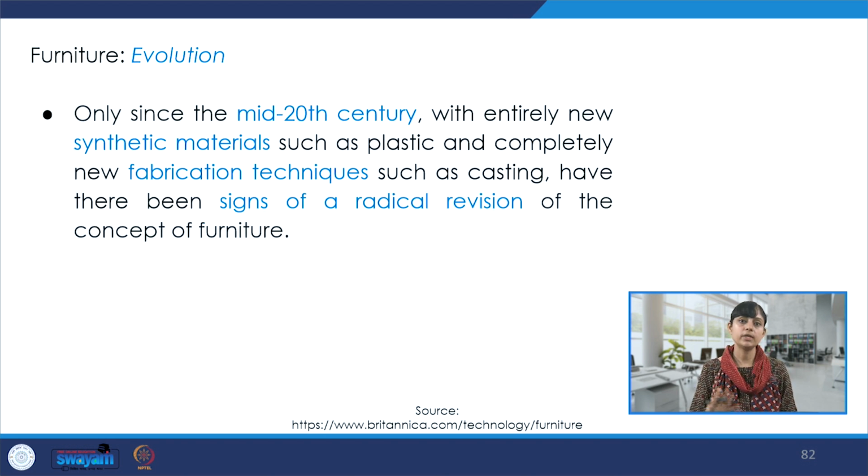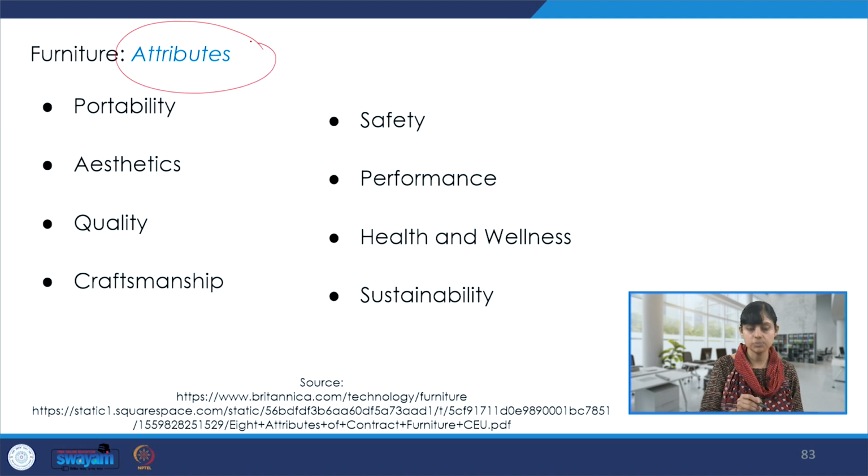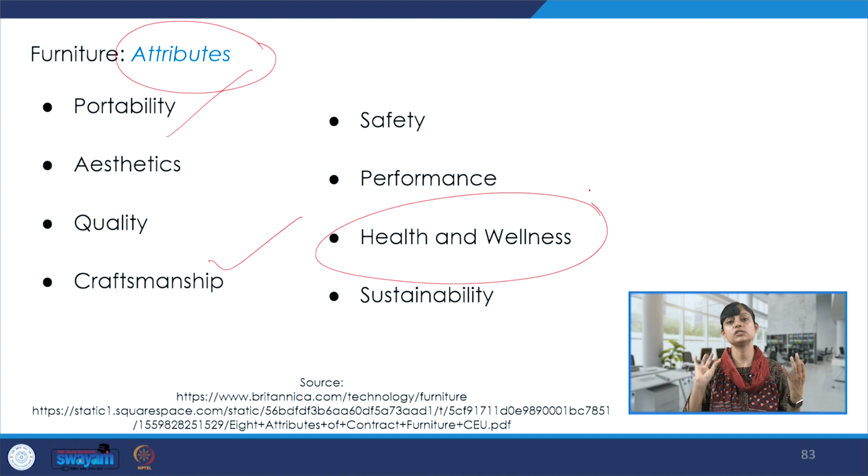So only since the mid 20th century, with entirely new synthetic materials such as plastic, and with new fabrication techniques, we saw some signs of radical revision as far as the concept of furniture is concerned. Now, the most important attributes of furniture could be portability, craftsmanship, safety, aesthetic, health and wellness, whether it's a reclining chair for the elderly or a specific chair for some differently abled people, and so on. And of course, sustainability, the concepts that I was just talking about.